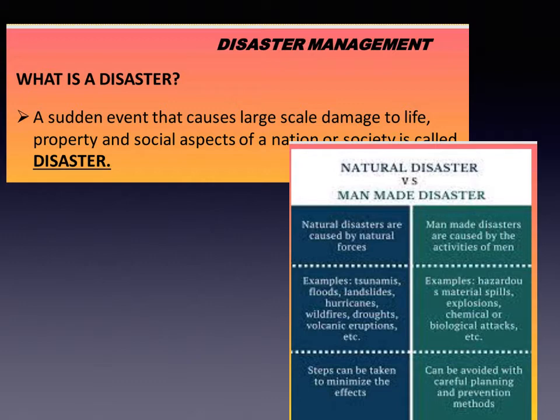What are natural disasters and man-made disasters? Natural disasters are caused by natural forces, whereas man-made disasters are caused by the activities of man. Examples of natural disasters are tsunamis, floods, landslides, hurricanes, wildfire, droughts, volcanic eruptions, etc. Examples of man-made disasters are hazardous material spills, for example, oil spills, explosions, chemical or biological attacks, for instance, Chernobyl nuclear disaster, Bhopal gas tragedy, Fukushima nuclear disaster, global warming, and Gulf of Mexico oil spill.